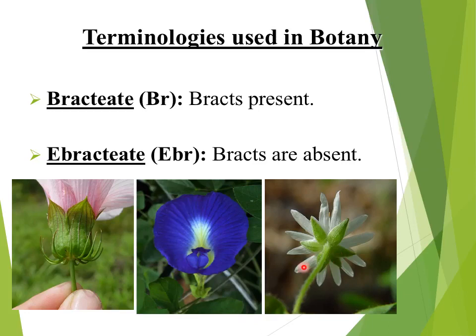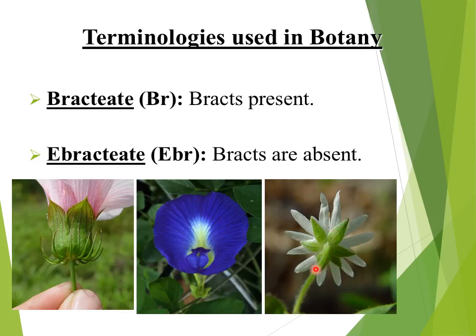Now the middle picture. This flower is a blue colored flower. It contains wing-like structures at the base of the calyx. This wing-like structure is known as bract. These are the bracts, and the flower is said to be a bracteate flower. It is Clitoria ternatea.